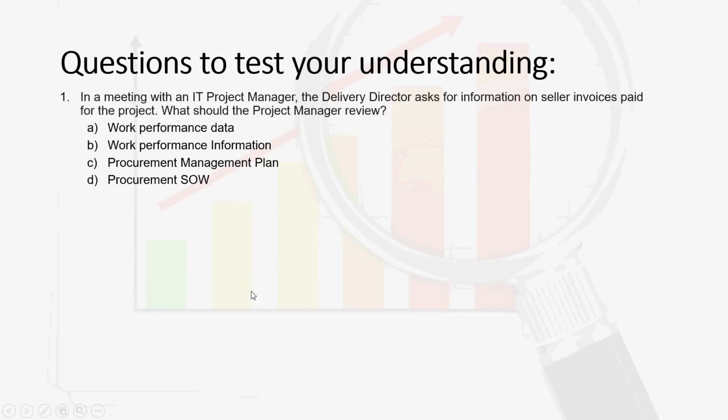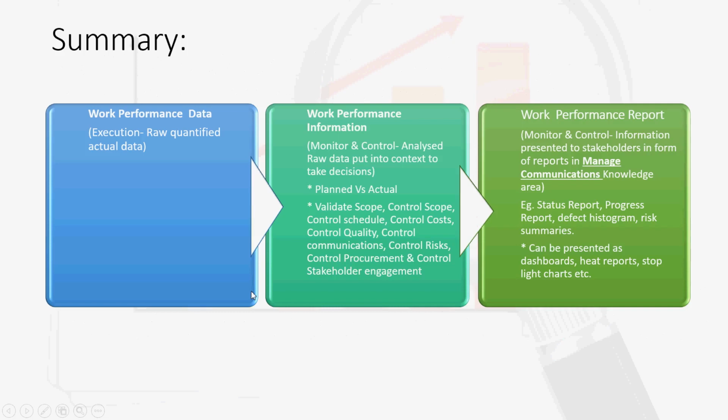Now you can answer and understand what work performance data, information, and reports are. What are the differences amongst all three of them? How do we derive them? And what is the usage of all three of them? You have understood the application of it.